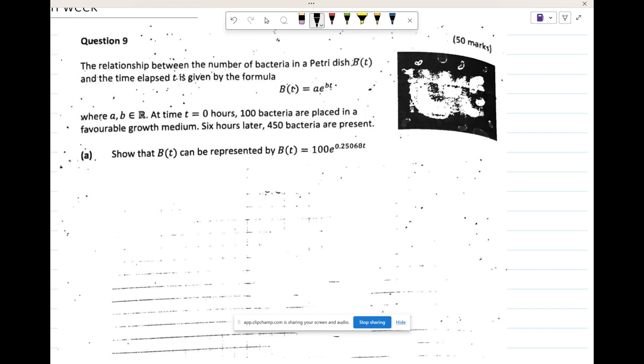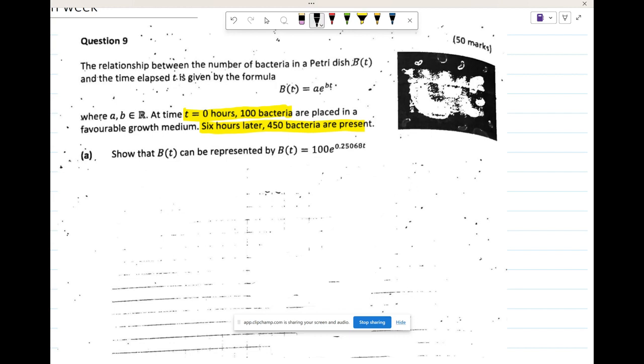Okay, so things that stand out: T equals 0 hours, 100 bacteria. So let's just take a highlighter, highlight that. Take a highlighter, highlight that. And then next thing, 6 hours later, 450 bacteria.